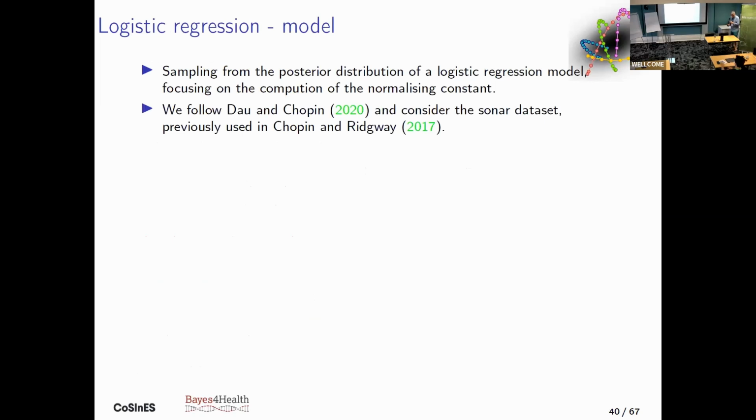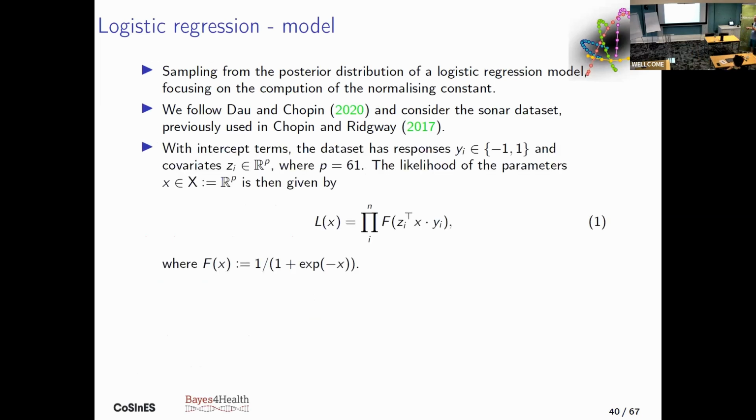There are some links with other things in the literature, but I'm not going to dwell too much on this here. I'm going to show you an example. It's not the most challenging problem in the world, but it's been used elsewhere, and we had to start somewhere, to be honest. So, logistic regression, in a Bayesian framework. There is a likelihood and a prior, the form of which is not that important here.